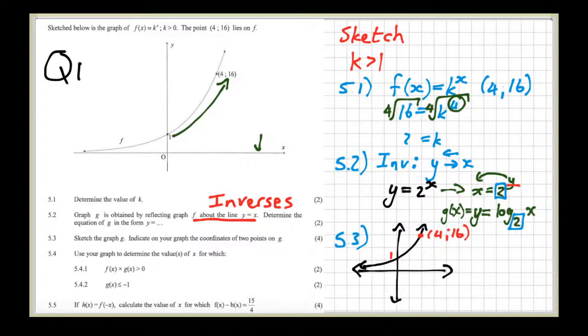What do I do with inverses? Swap x and y around. In other words, (0, 1) becomes (1, 0). (4, 16) becomes (16, 4).